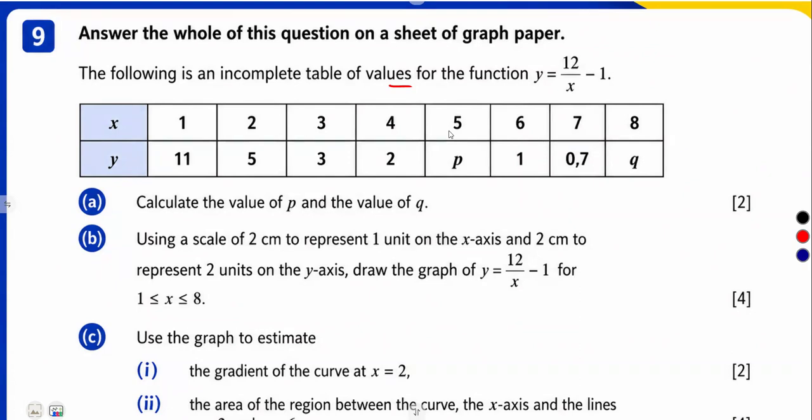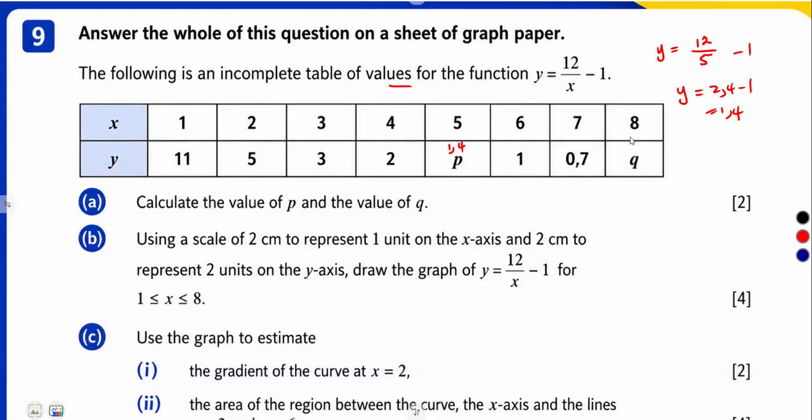Here it was simply substituting the values that were given for X. For P, X is 5, substitute X there. So y is equal to 12 over x, which is 12 over 5, minus 1. So 12 divided by 5 is something like 2,4. 2,4 minus 1 is 1,4. So this was going to give us 1,4, the value of p.